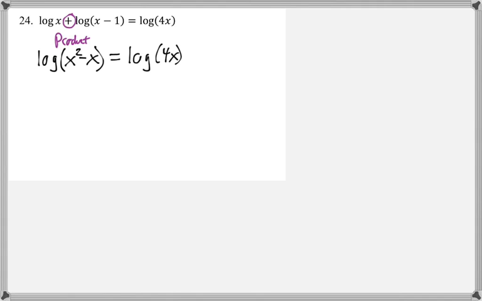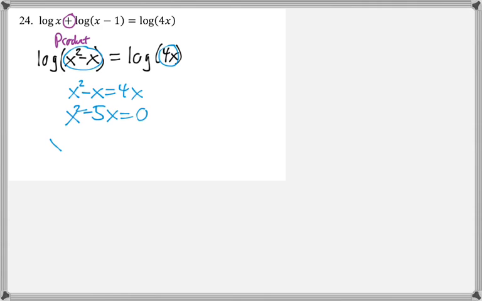So now all of my variables and numbers are in the insides of logarithms of the same base. So now you only have to look at the insides. So x squared minus x is equal to 4x. And I see an x squared term, I see x terms. So I'm going to try to get everything onto one side and 0 on the other, and then factor. So x squared minus 5x is equal to 0.